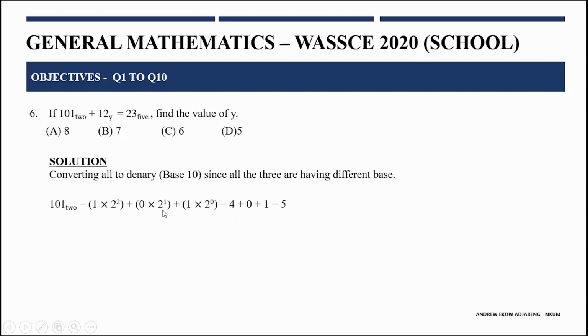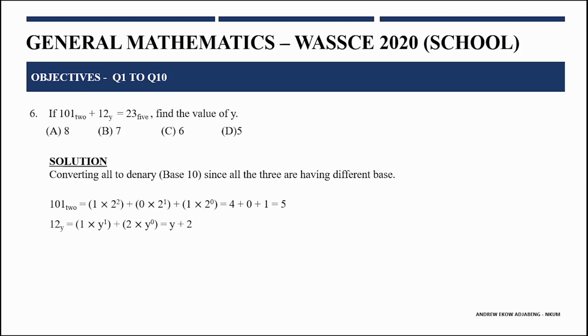0 times 2 to the power 1. 2 to the power 1 is 2. 2 times 0 is 0. 1 times 2 to the power 0. Any number or variable with the power 0 is 1. So 1 times 1 is 1. So 4 plus 0 plus 1 equals 5.